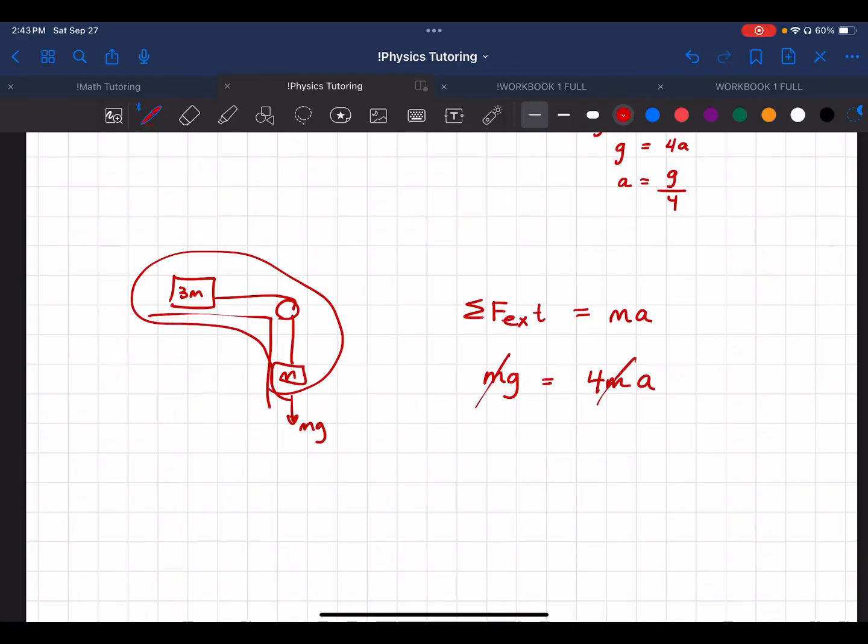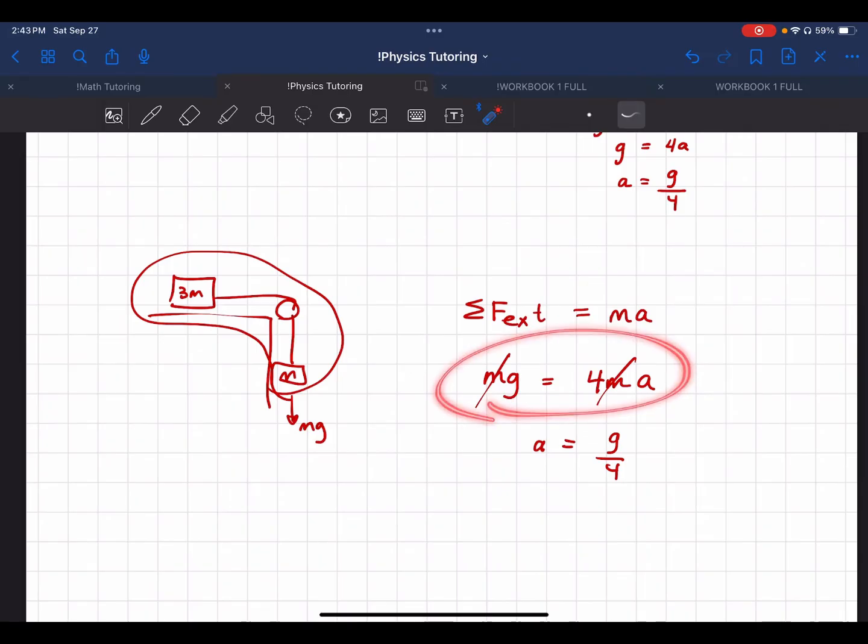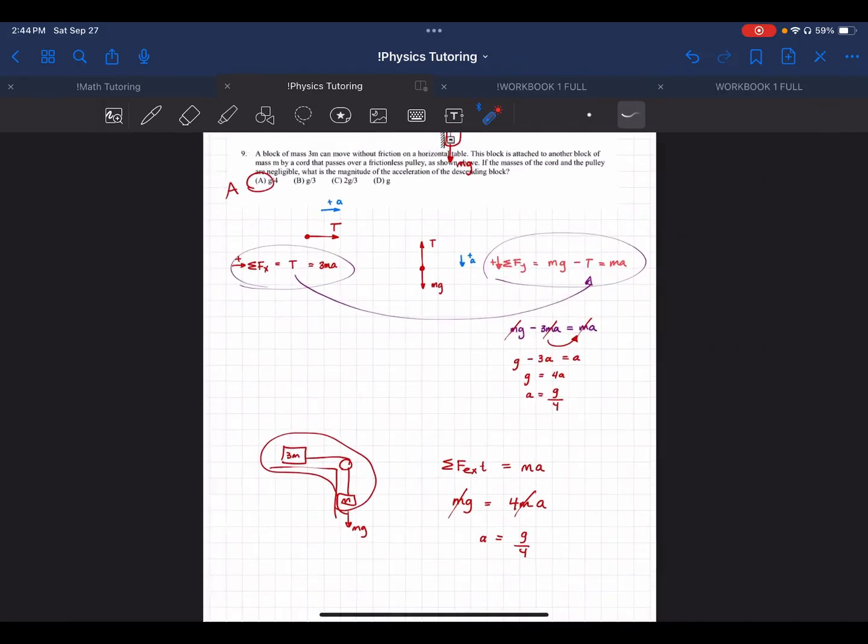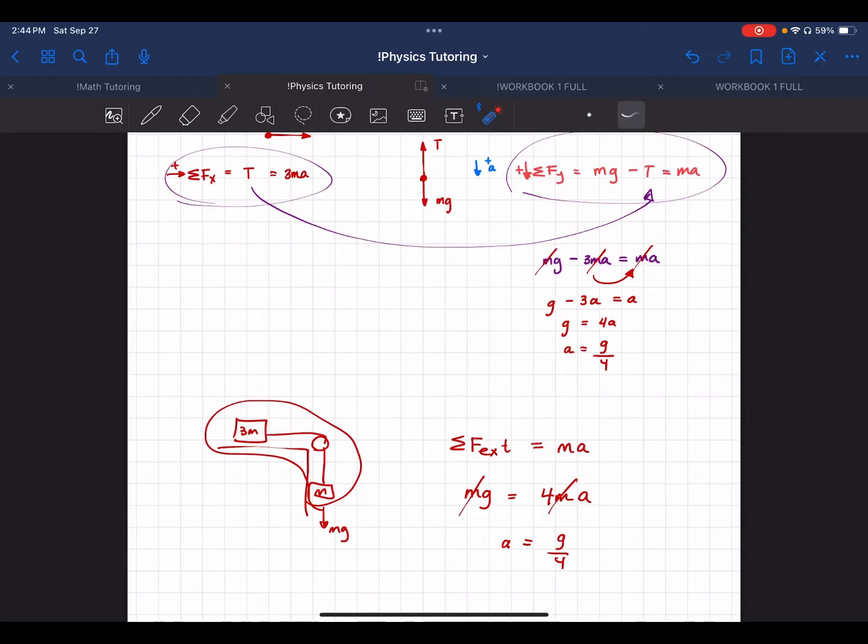Guess what? M cancels out. And I get the same answer. G divided by 4. Wow. That one was quicker. You can do both, by the way, for these problems. But you just have to recognize that the force is only being applied to this mass, hence this, right? So this side is just whatever is hanging, in my opinion. So then if you recognize that, you get the same answer as prior. Cool, cool. Okay, on to the next one.